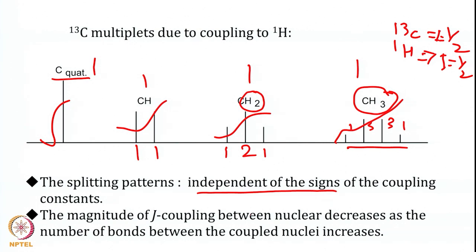And the magnitude of J coupling between nuclear spins decreases as the number of bonds increases. So we have seen that 2-bond coupling is quite strong compared to 3-bond and 4-bond coupling. As we move far, the effect of the coupling constant decreases.